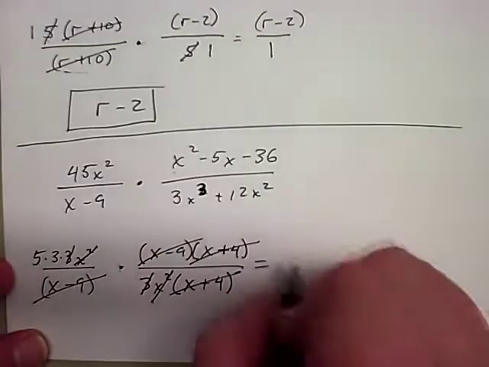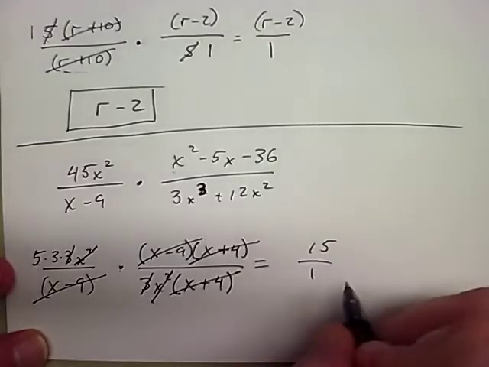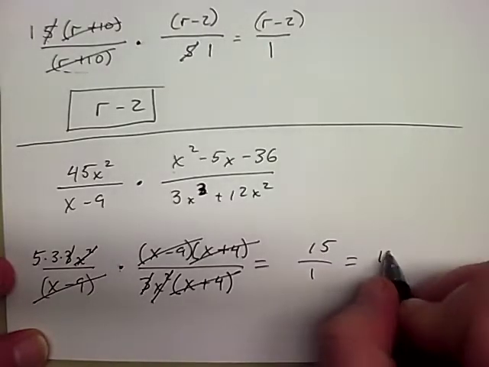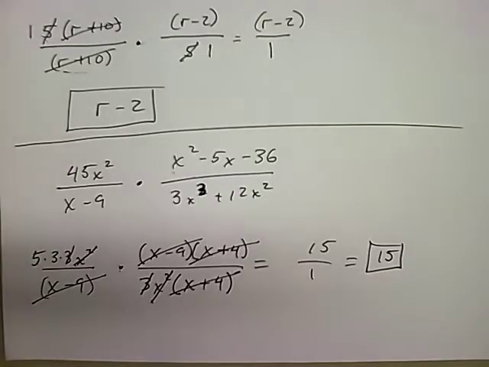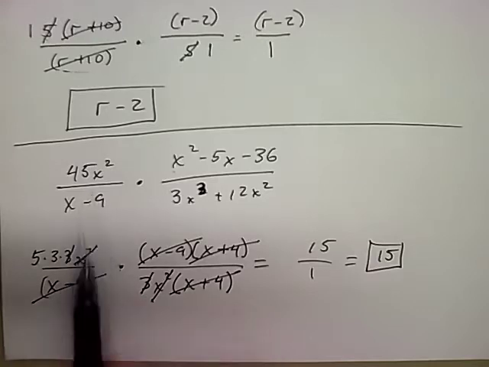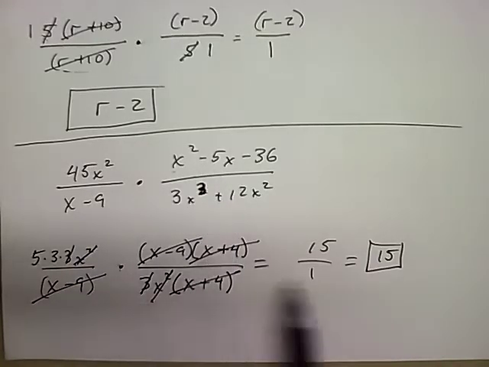And I'm left with 5 times 3 on the top, which is 15. And 1 times 1 on the bottom, which is 1, and 15 over 1 is simply 15. Now, I realize this went fast, but what I really want you to pay attention to is I set it all up in the same way, except I factored everything into its most basic components and canceled where I could.